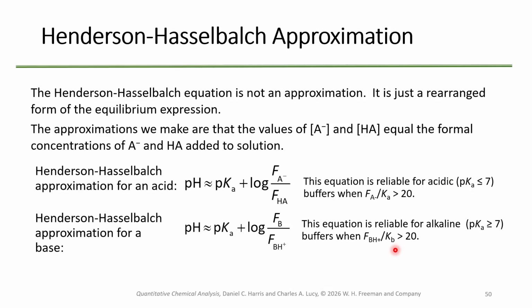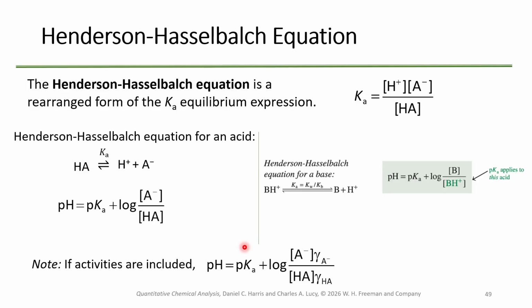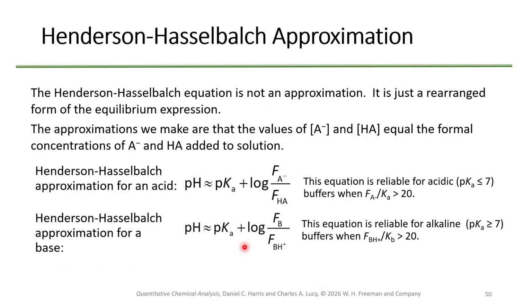Now, if we look at this Henderson-Hasselbalch equation, it is not an approximation. It's just a rearrangement of that equilibrium expression. The approximations we make are going to be the values of the A minus and the HA. We typically, in a Henderson-Hasselbalch, go ahead and use the formal concentrations of these to simplify this equation. So the base equation is not an approximation at all, but how people typically use it is an approximation. So you've got to watch out for that.